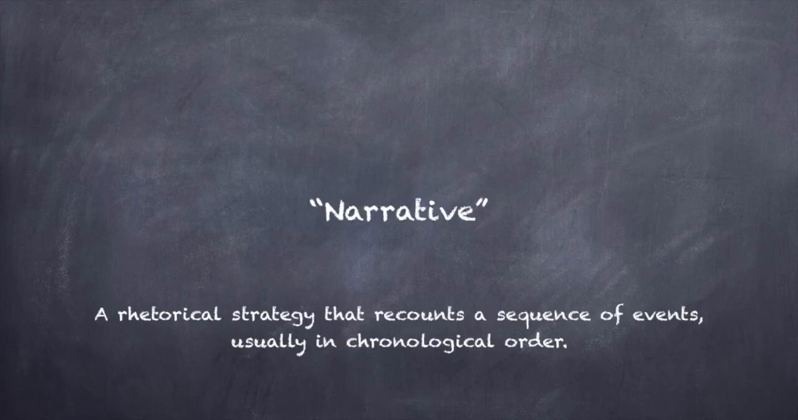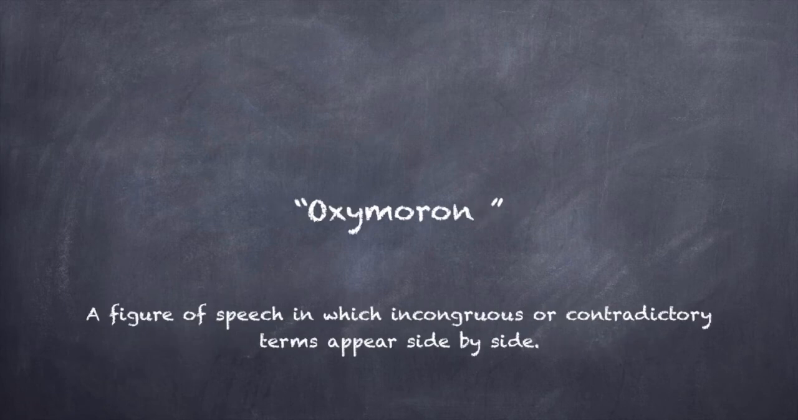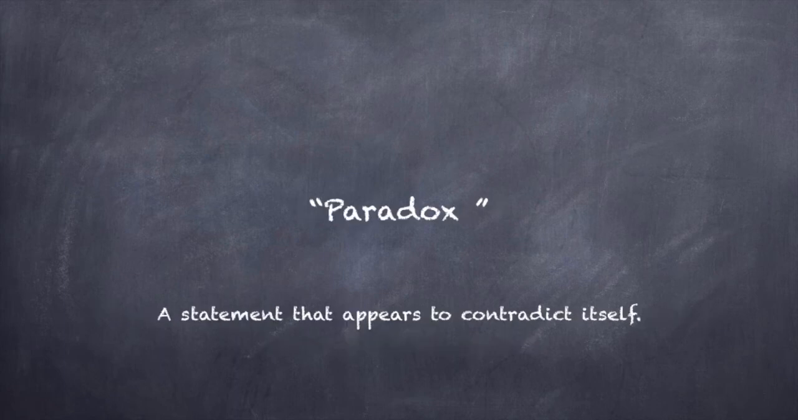Narrative is a rhetorical strategy that recounts the sequence of events, usually in chronological order. Onomatopoeia is the formation or use of words that imitate the sounds associated with the objects or actions they refer to. Oxymoron is a figure of speech in which contradictory terms appear side by side. Paradox is a statement that appears to contradict itself.